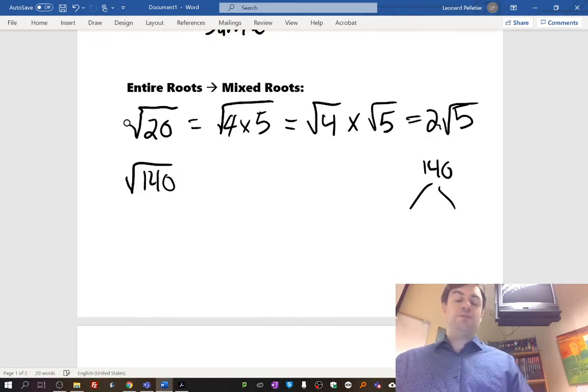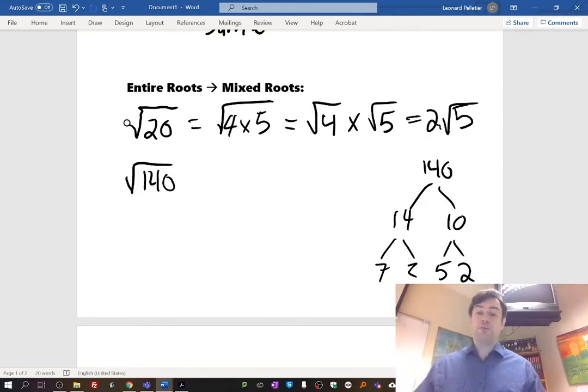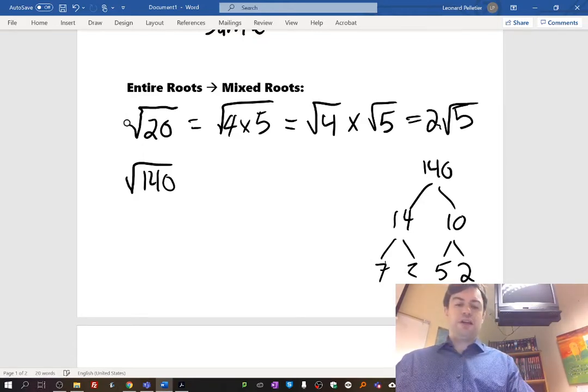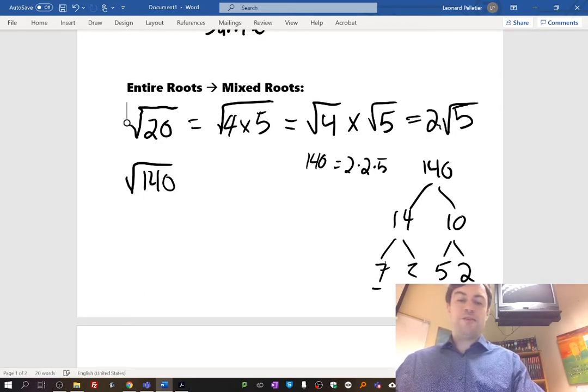So I'd break that into 2 numbers. So I might do 14 and 10. And then I might do 7 and 2. And this will break down to 5 and 2. Okay, so those are all prime numbers, and that's the end of our journey there. So notice that we have 7, 2, 5, 2. If we put that in order, 140 equals 2 times 2 times 5 times 7.